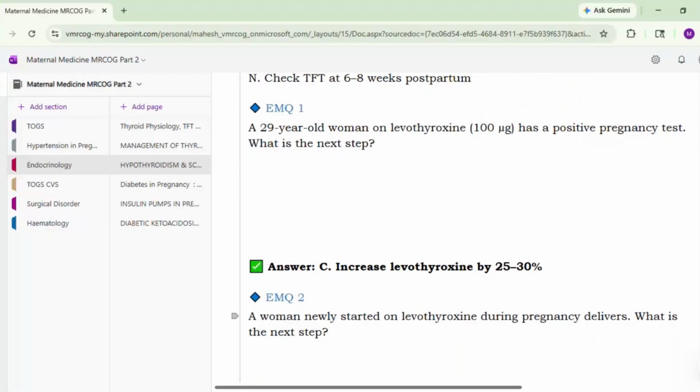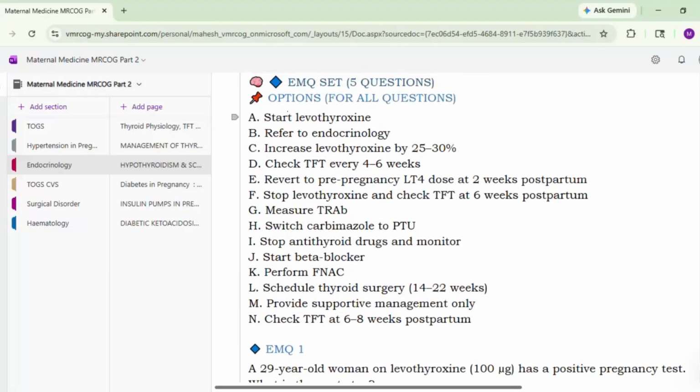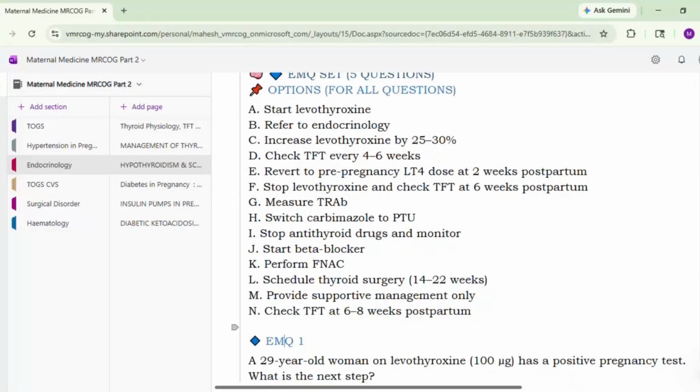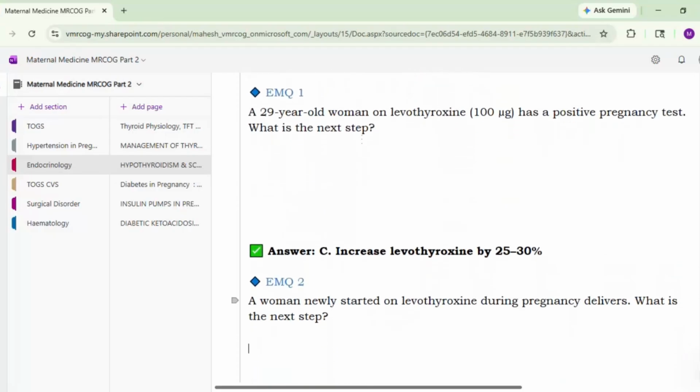Next EMQ. A woman newly started on levothyroxine during pregnancy delivers. What is the next step? She has delivered and she was started on it during the pregnancy. It is to stop levothyroxine and check TFT at 6 weeks postpartum. Option F. Correct.